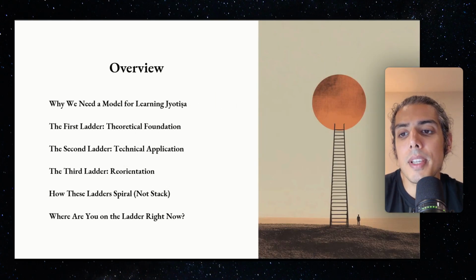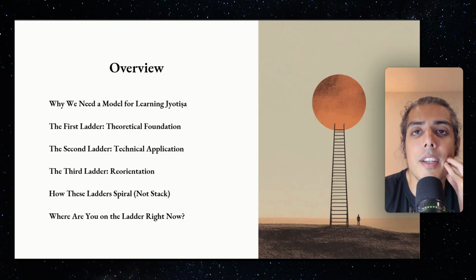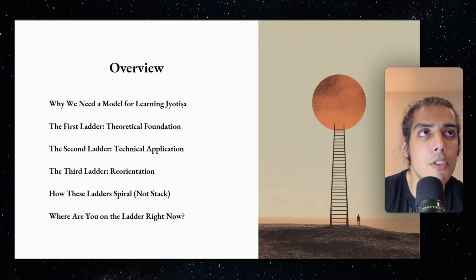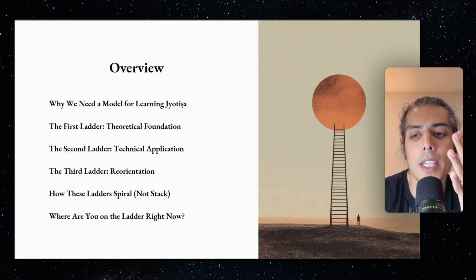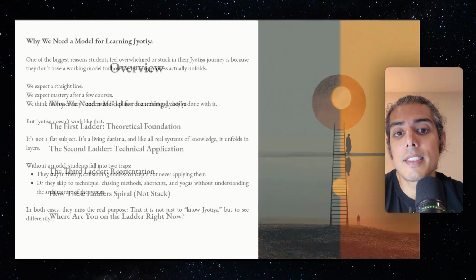So, these are the 6 sections we're going to cover. Why we need a model for learning Jyotish. The first ladder, theoretical foundation. The second ladder, technical application. And the third ladder, reorientation. How these ladders are spirals and not just stacks, and they're also connected. These ladders also interact with each other. And where you are on the ladder right now, how to figure that out, and what kind of questions to ask to figure that out. So, let's start.